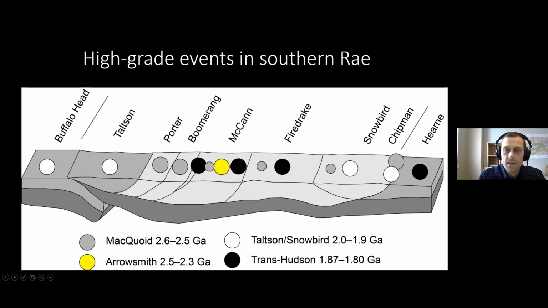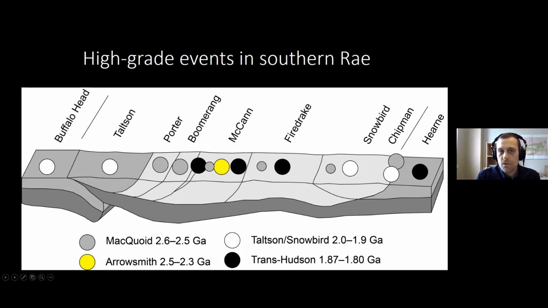The second orogenic event I want to talk about is the Arrowsmith orogen. That's the yellow circle. This is the earliest Paleoproterozoic orogen. It's broadly between 2.5 and 2.3 Ga. And in the southern Rae, we only really see strong evidence of this orogen in a single shear-bounded domain, which is the McCann domain there in the center of the craton.